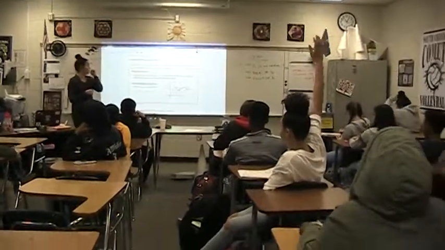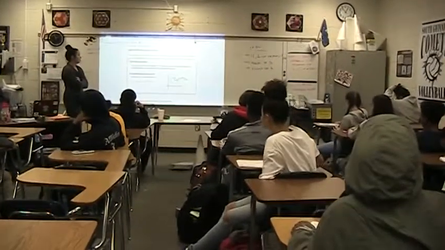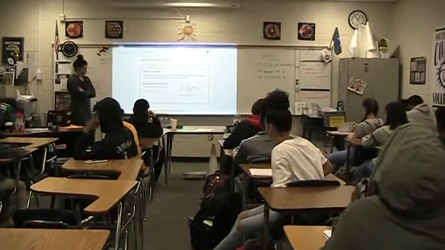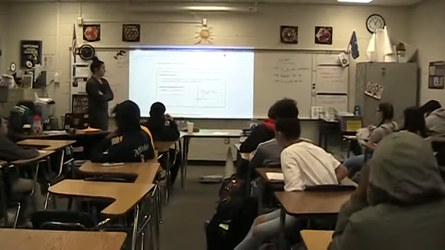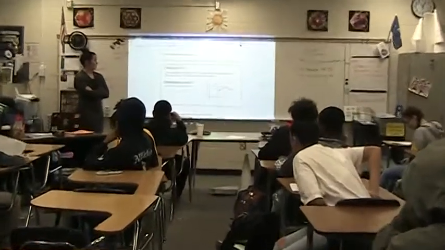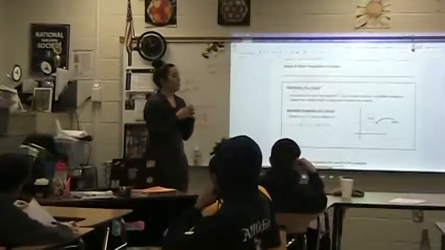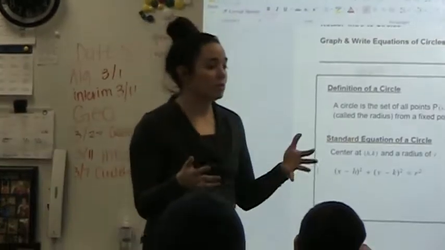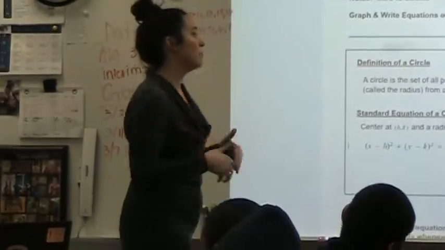A circle is the set of all points P in a plane that are a constant distance, called the radius, from a fixed point called the center. Okay, so we've obviously already talked about circles. You had the whole circles unit. I know it was terrible, it's tragic, but here we are.